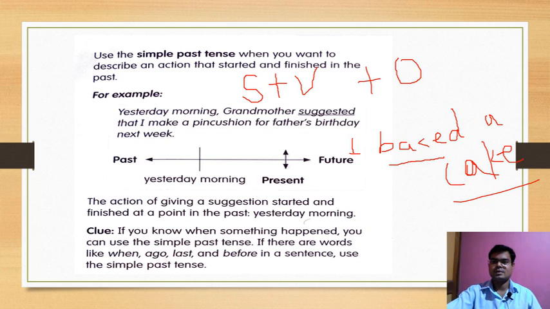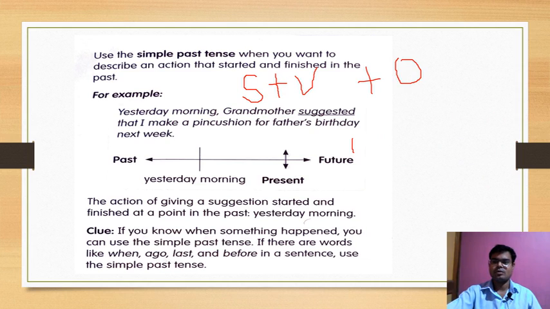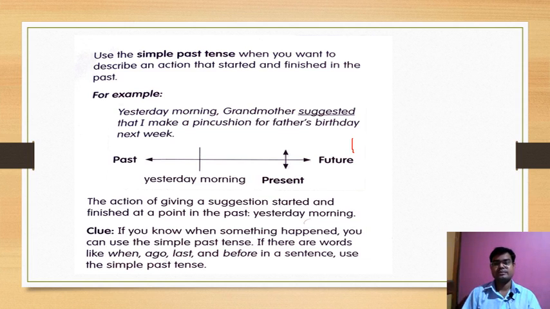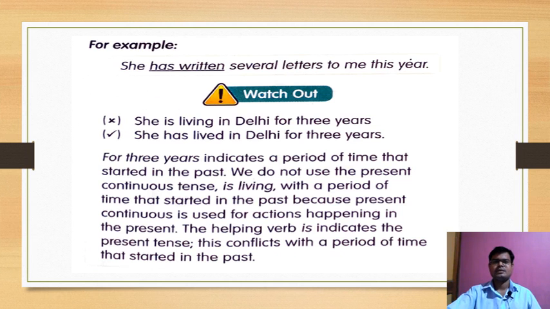So let's take once again what simple past tense is all about. When things are finished and we have to just express them, at that time we have to use simple past tense, correct? Here they have given one example: she has written several letters to me this year. She has written is an example of present perfect tense. Why is this present perfect tense? As you can see here, the subject is there.